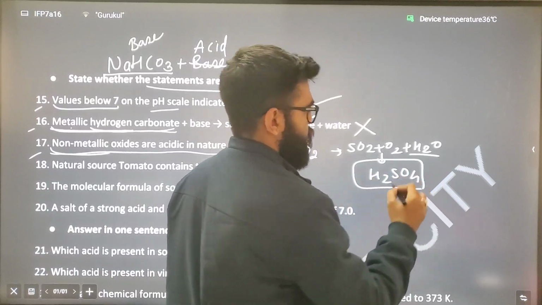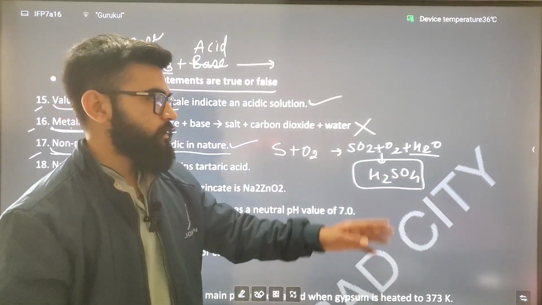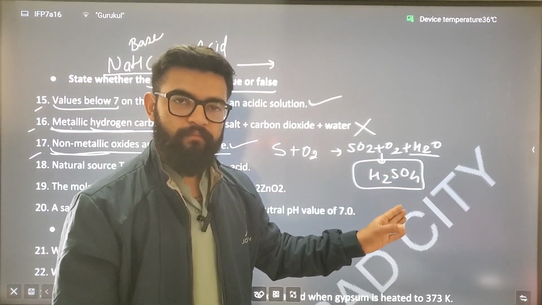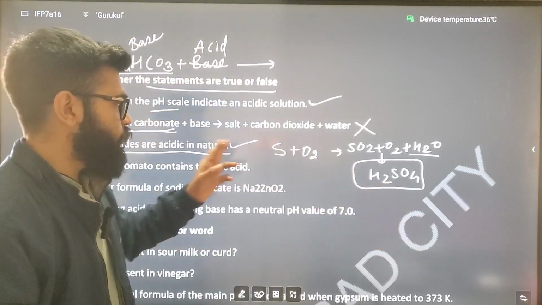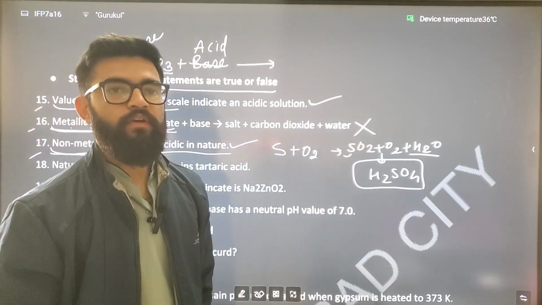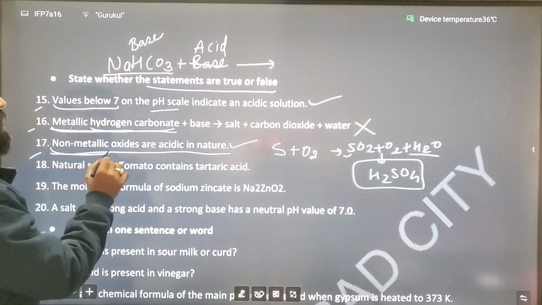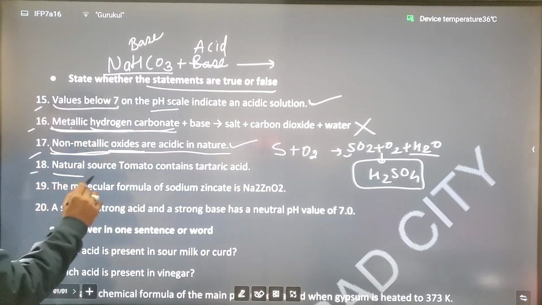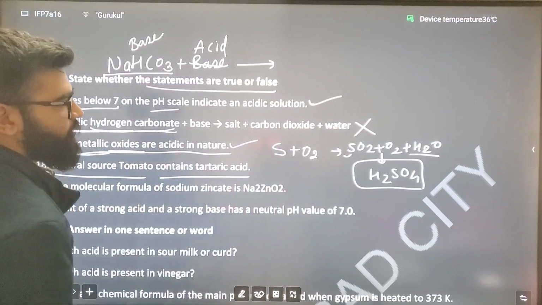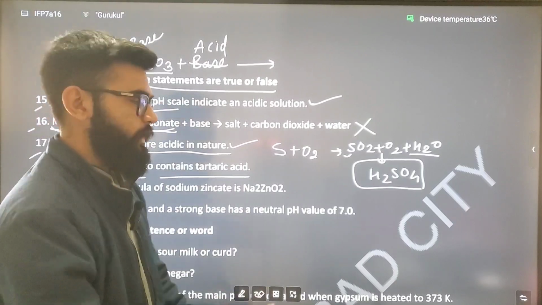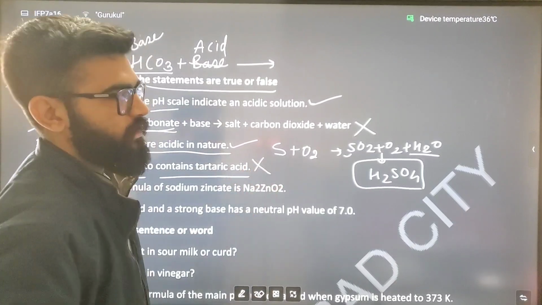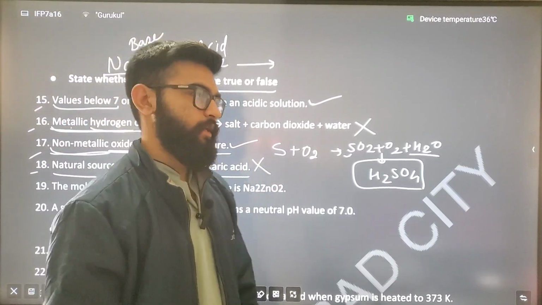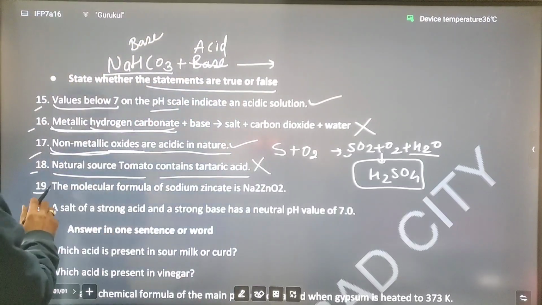H2SO4. Every student knows that sulfuric acid is an acid which is formed from the non-metal sulfur. So definitely non-metallic oxides are acidic in nature. Next: natural source, tomato contains tartaric acid. We have seen it already. The answer is wrong. Tomato contains oxalic acid.